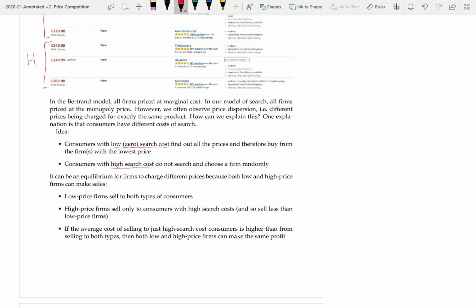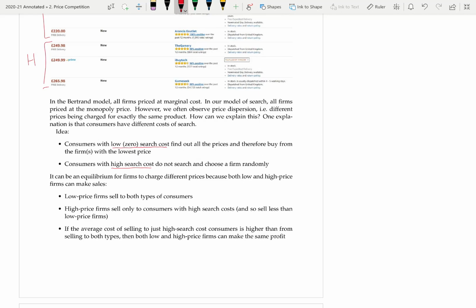What this means is that firms pricing high and pricing low can both make sales. The low price firms sell to both types of consumers, those with high search costs and those with low search costs. Whereas the high price firms sell only to consumers with high search costs, and so they're going to be selling less than the low price firms. Now this can be in equilibrium as long as both types of firms are making the same profit. And in our model, we're going to assume that there's free entry and exit into the market, so we need both types of firms to be making zero profit.